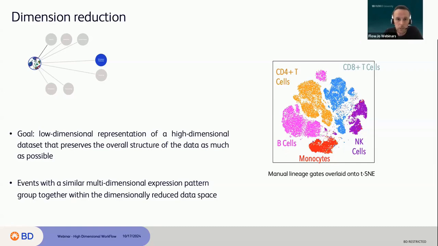I see a question. There's a question on how can you determine which cleaning algorithm is the most suitable for your data? What criteria should be considered? Well, as I said, we have four cleaning algorithms right now: FlowClean, FlowAI, Peacock, and FlowCut.